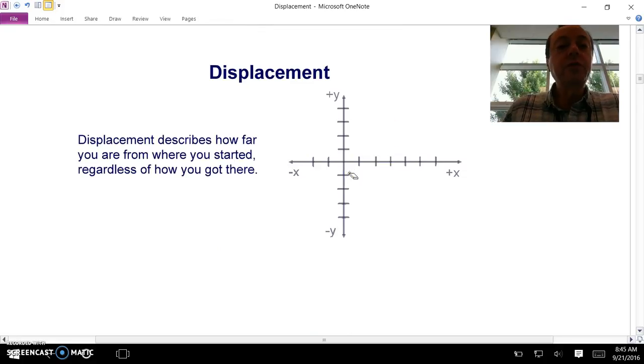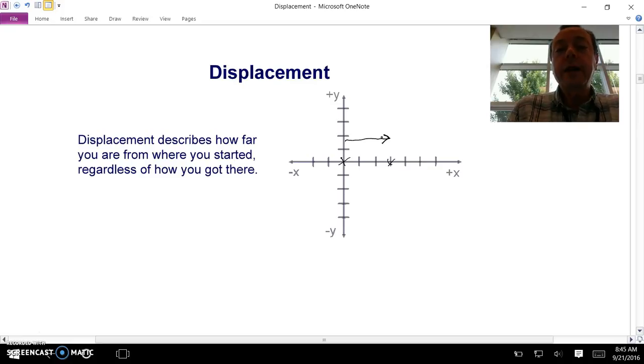Okay, displacement describes how far you are from where you started regardless of how you got there. So if I wind up here and I started here, it means my displacement was this far and in that direction, in the direction of the arrow. When we have a quantity that's magnitude or size plus direction, we call it displacement, and we call it a vector in general. So any quantity with direction we call a vector.